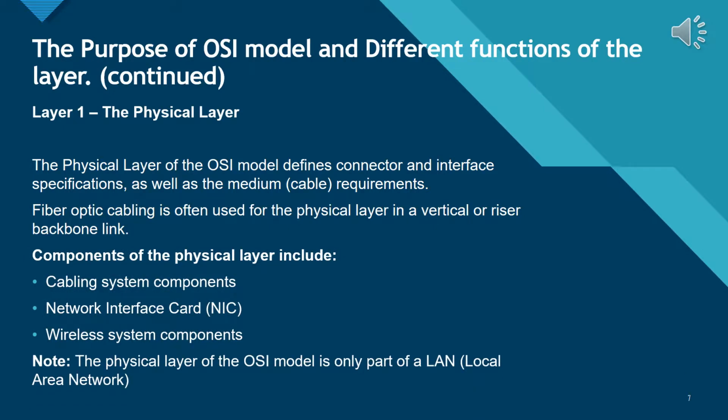The first layer is the physical layer that defines connector and interface specifications as well as the medium requirements. Fiber optic cabling is often used for the physical layer in the vertical or riser backbone link. Components of the physical layer include cabling system components, the network interface card, known as the NIC, and wireless system components. Note, the physical layer of the OSI model is only part of a LAN, which is a local area network.